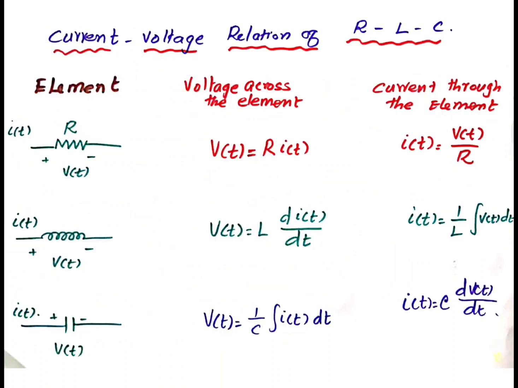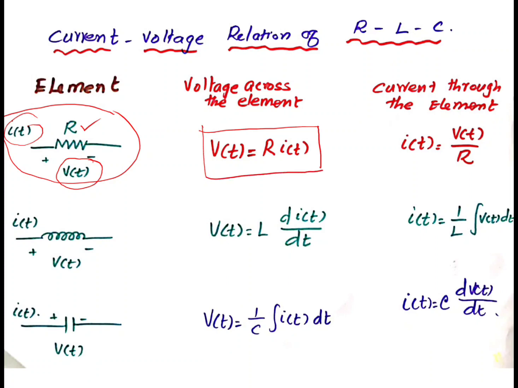Now we are going to discuss the basic elements and their differential equations. First, we are going to consider resistor. R is the resistance value, V of t is the voltage across the resistor, and I of t is the current through the resistor. Using Kirchhoff's voltage law, V of t is equal to R into I of t, and the current through the element I of t is equal to V of t by R.